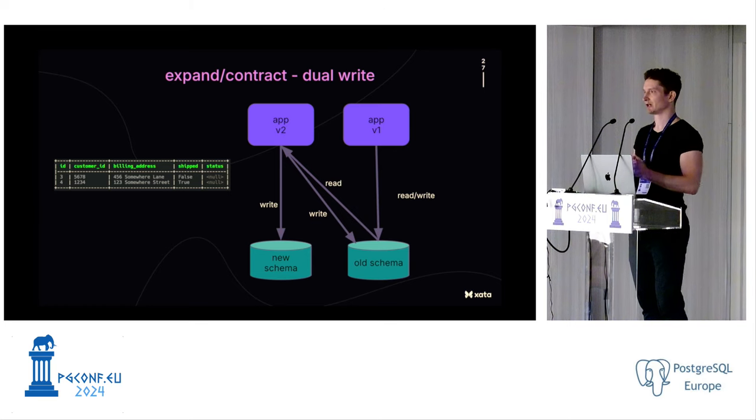Next, we roll out a new version of our application. We can call it V2. And this still reads from the old field, but it does what we call a dual write. Every time it needs to write an order status, it writes to both the old field and the new field. Crucially, doing it like this allows application V1 and V2 to run alongside each other at the same time. As far as V1 of the app is concerned, there are no schema changes here to worry about. It can just carry on as before.